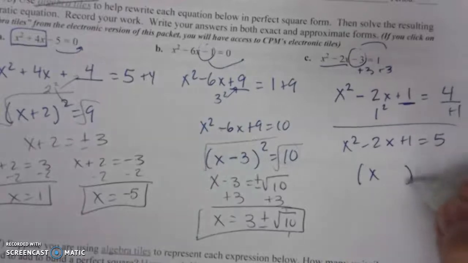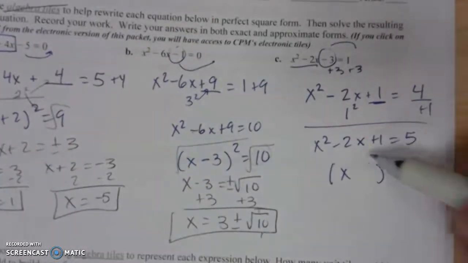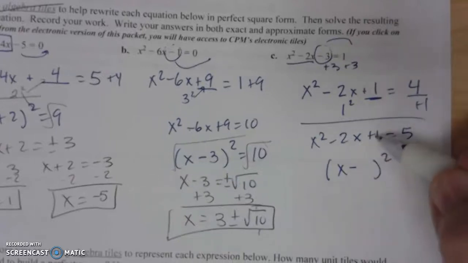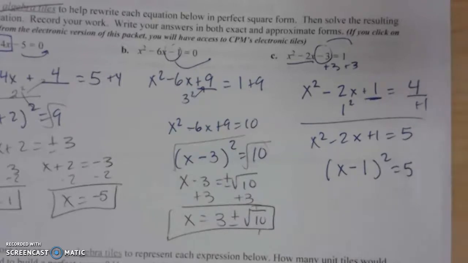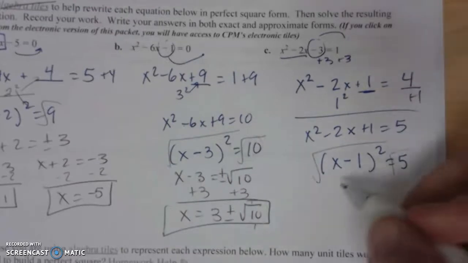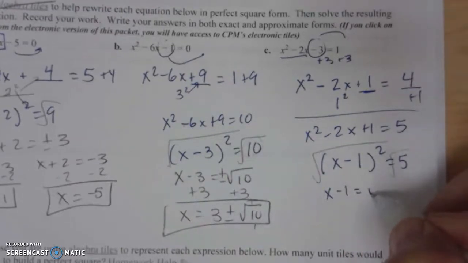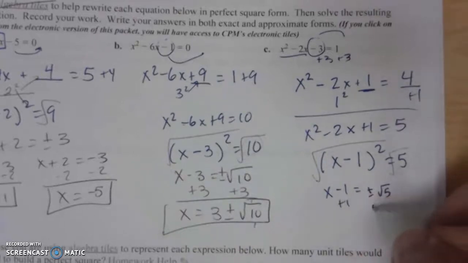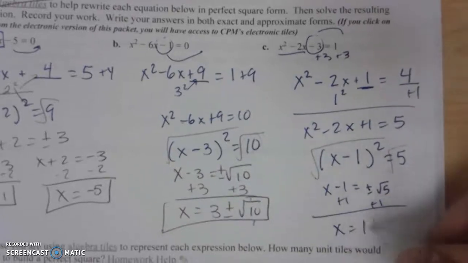Write that as a square, and when I say write it as a square, it's that term in parentheses, squared. It's going to be a minus because there's a minus. What was this half number? Half of b was 1, equals 5. And again, I can go ahead and solve this. Take the square root of both sides. You're going to get x minus 1 equals plus or minus the square root of 5. When I add 1 to both sides, you get x equals 1 plus or minus the square root of 5.